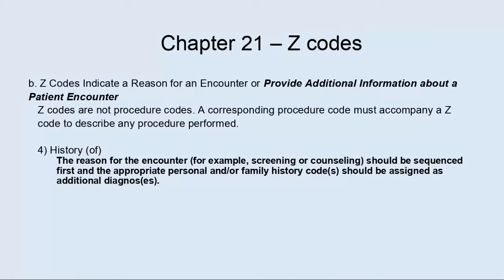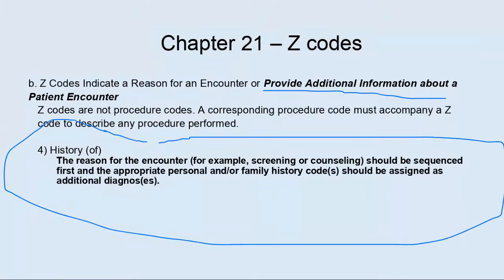Okay, Z codes. These are Chapter 21. The title of Guideline B under Chapter 21 had this addition: Z codes indicate a reason for an encounter or provide additional information about a patient encounter. So that's a change. And then under history, it says the reason for the encounter, screening or counseling, should be sequenced first, and the appropriate personal or family history code should be assigned as additional codes. So the history codes Z80 to Z87 are second in this instance.